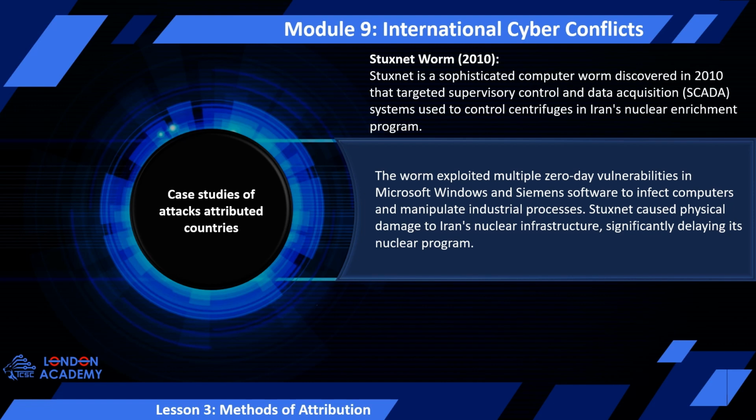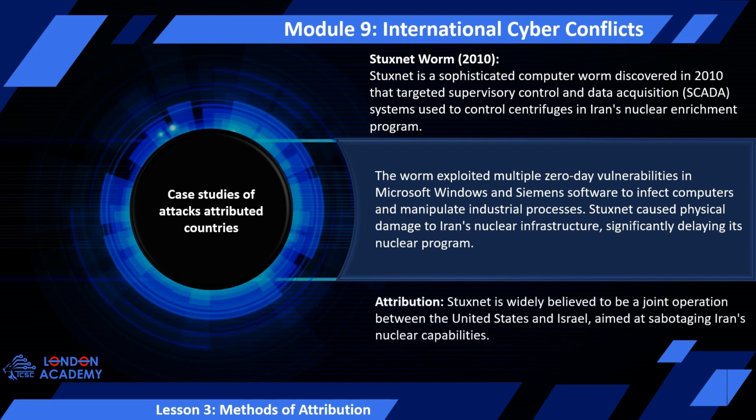The worm exploited multiple zero-day vulnerabilities in Microsoft Windows and Siemens software to infect computers and manipulate industrial processes. Stuxnet caused physical damage to Iran's nuclear infrastructure, significantly delaying its nuclear program. Attribution. Stuxnet is widely believed to be a joint operation between the United States and Israel, aimed at sabotaging Iran's nuclear capabilities.